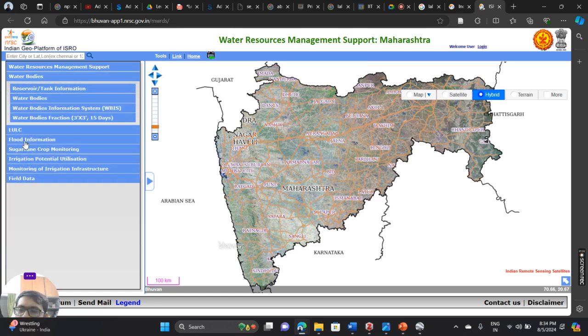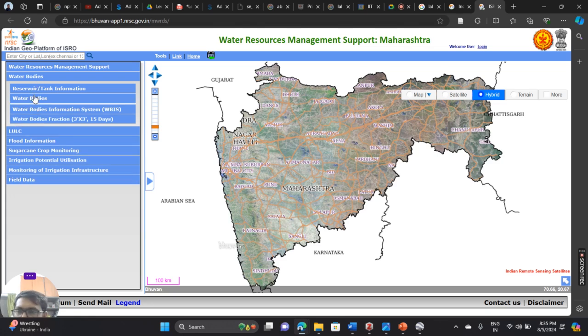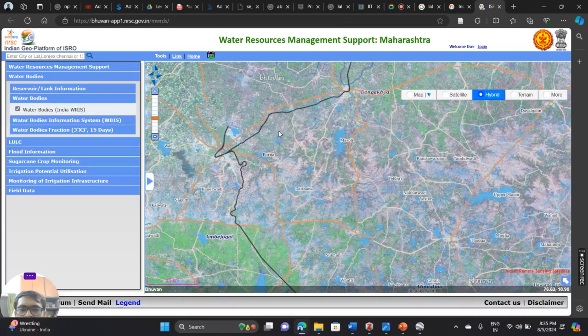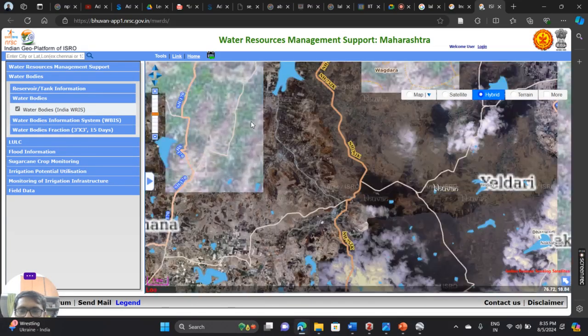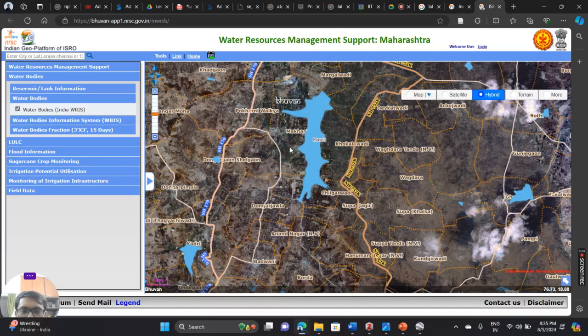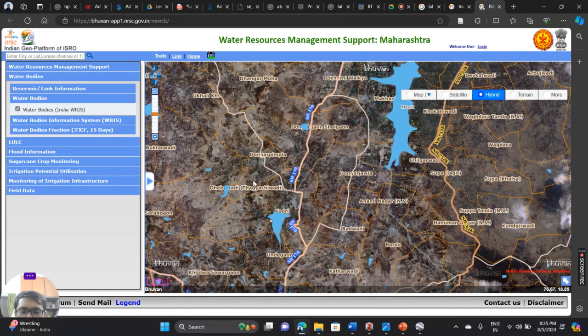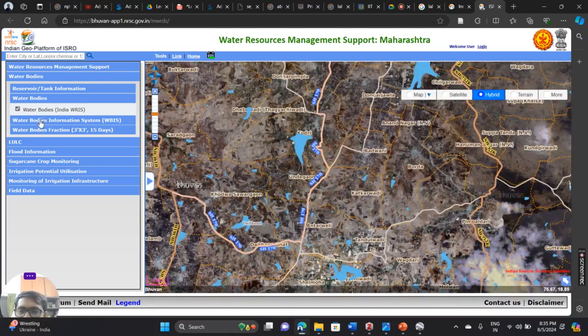What is given is the different water bodies which are available. If you click on water bodies and on that particular layer, you can see the different water bodies available in this area. From this side, you can zoom in and zoom out the map and see the different water bodies. They have mapped out the different water bodies in Maharashtra, and you can get the statistics of it.